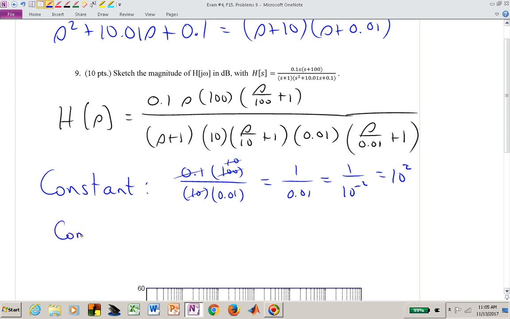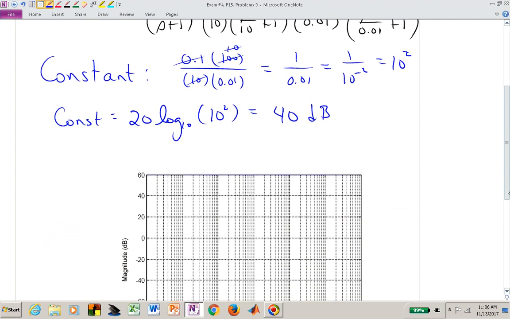In dB, which is what we want, our constant is going to be 20 times the log base 10 of 100, or 2 times 20 times the log of 10, which is now 40 dB. And we can now come down here and say our constant is giving us this contribution or component of 40 dB. This is due to our constant.